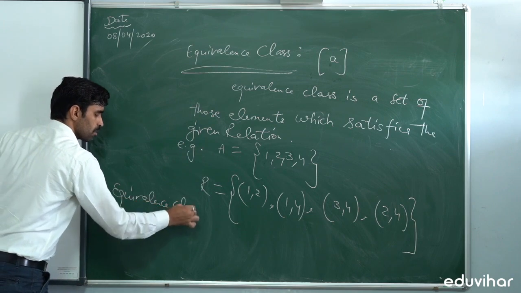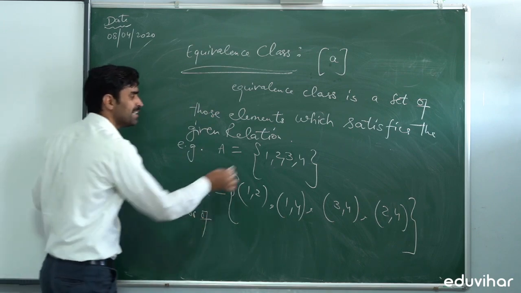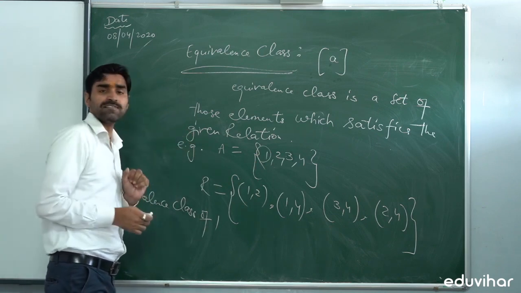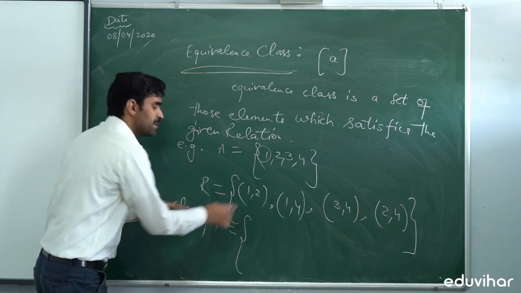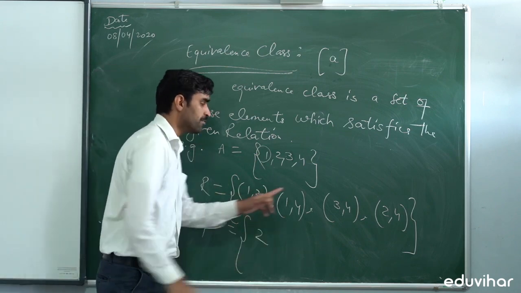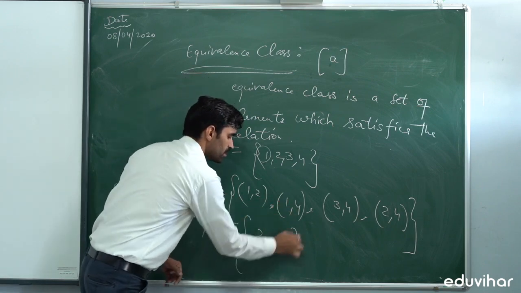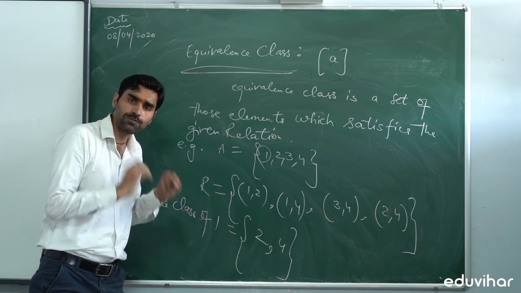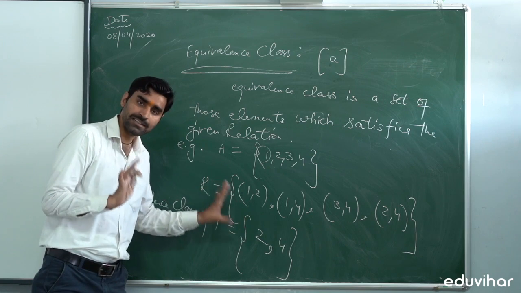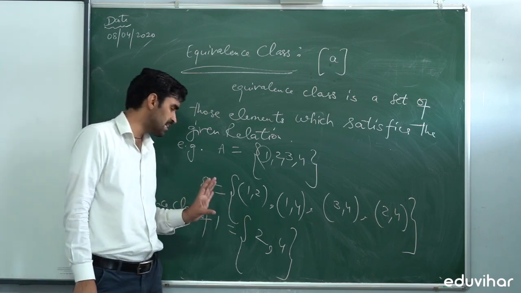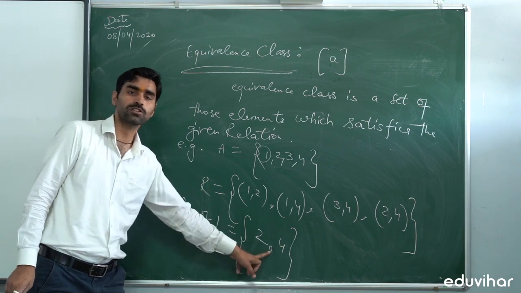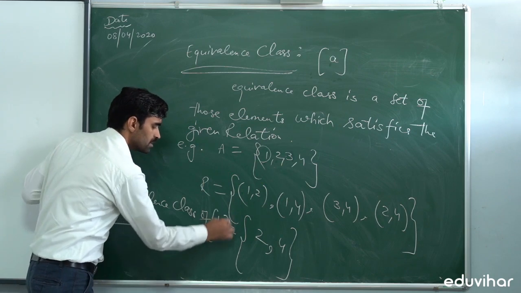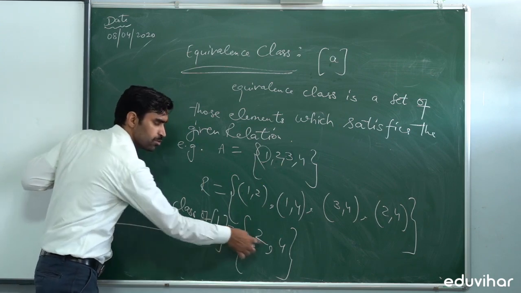Equivalence class of which element? Of element 1. Then you can say 1 is mapped with 2 and 1 is mapped with 4. So the equivalence class is the set of those elements which are present in the given relation. So we can say the equivalence class of element 1 is 2, 4. Similarly, for the equivalence class of 2, this is 1, 4.